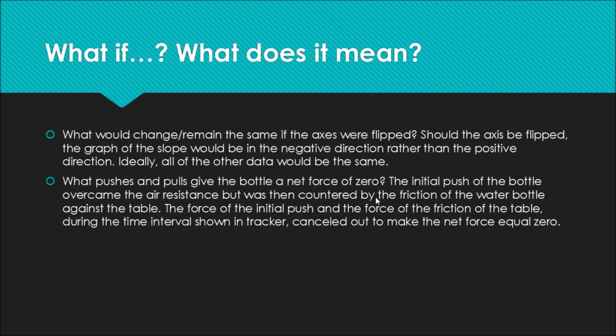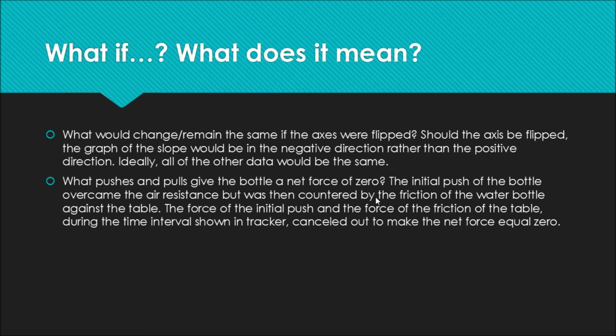Additional questions that need to be addressed include these two. What would change or remain the same if the axis were flipped? Should the axis be flipped, the graph of the slope would be in the negative direction rather than the positive direction. Ideally, all of the other data would be the same.